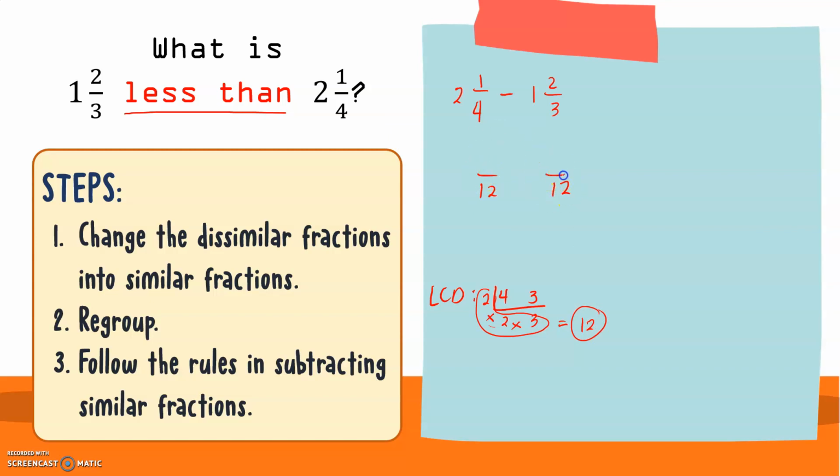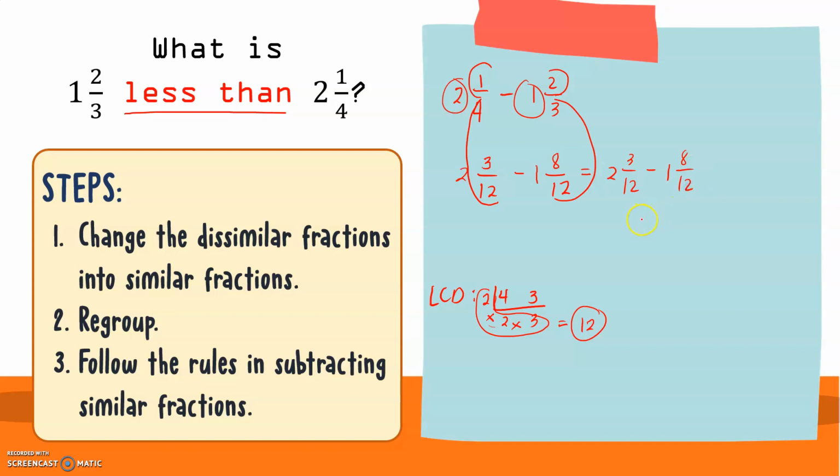Now let's change them into similar fractions. 12 divided by 4 is equal to 3 times 1 will give us 3. Then 12 divided by 3 is 4 times 2, that is 8. Let us not forget to copy these whole numbers. So our new fractions now are 2 and 3 twelfths minus 1 and 8 twelfths.